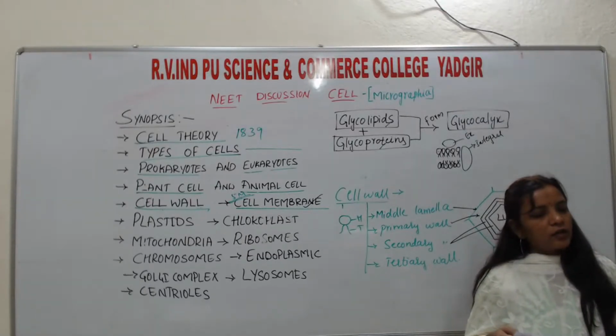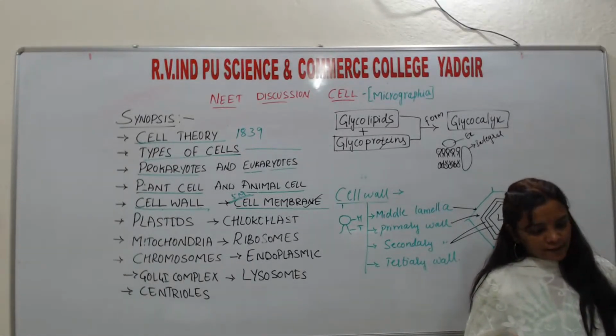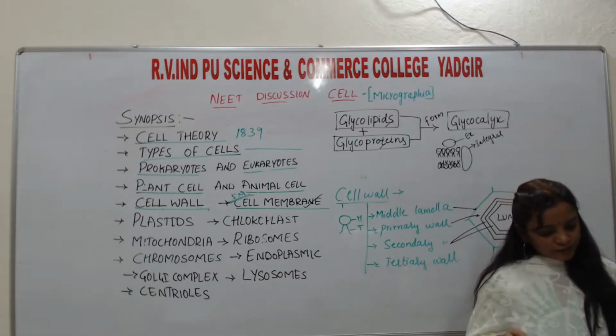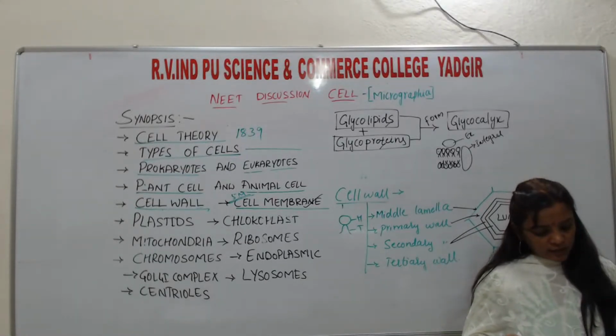Large central vacuole is present in animal cell? No, not in animal cell. It is present in plant cell. So B is the correct answer, which is mismatching. Protista is eukaryote, correct. Methanogens is a prokaryote, that is also correct.